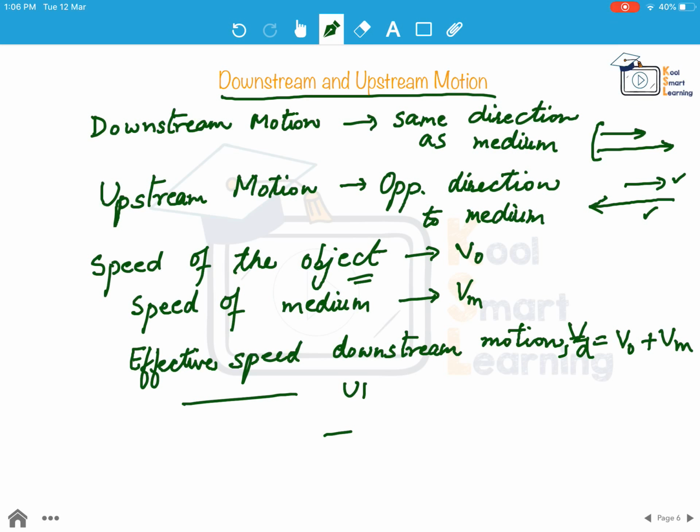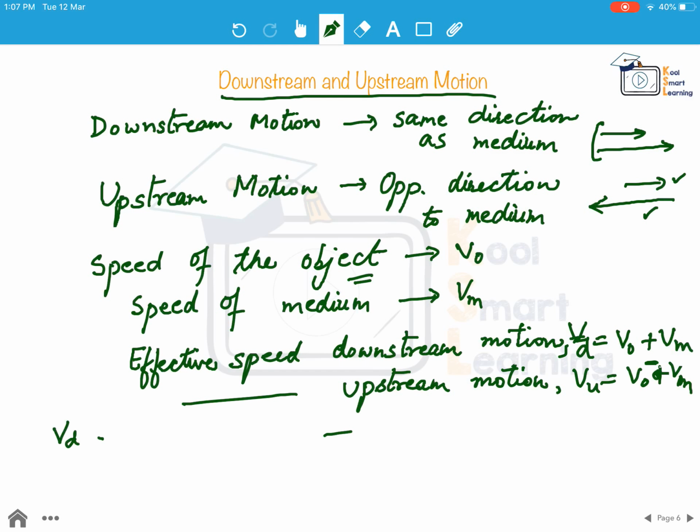Now effective speed in case of upstream motion, let's call it Vu. This will be equal to VO minus Vm, right? Because here the medium is opposing you, right? If you're moving against the medium, it is trying to oppose you, so it will slow you down. So Vu becomes VO minus Vm.